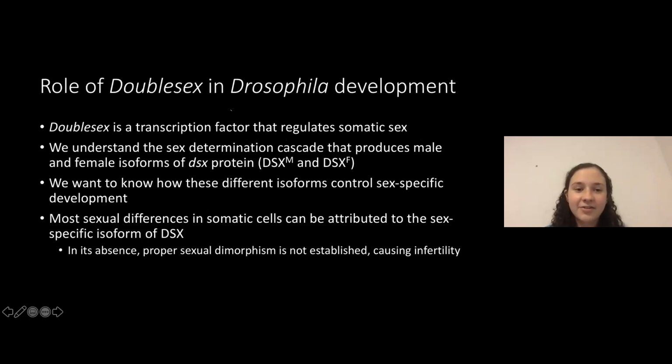Double sex is a transcription factor that regulates somatic sex. We understand the sex determination cascade that produces male and female isoforms of the double sex protein called double sex male and double sex female. And we want to know how these different isoforms control the sex-specific development. We can tell that most sexual differences in somatic cells can be attributed to the sex-specific isoform of double sex that's being expressed in the fly. And in its absence, proper sexual dimorphism is not established, and it causes infertility.